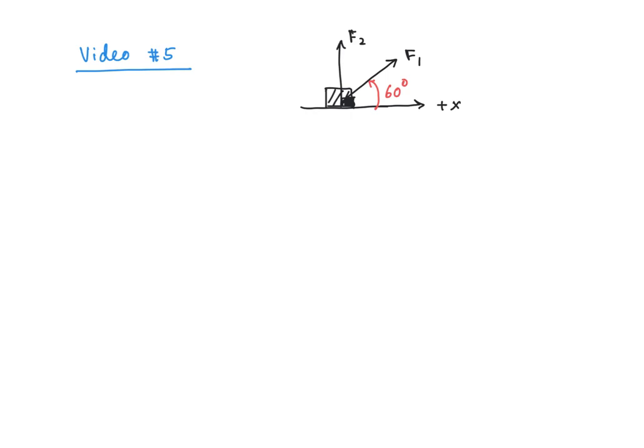And then the third force, I'm going to call this F3. F2 and F3 are some special forces. We will discuss those when the time comes. And F3, as you can see, points straight down, and the angle in the counterclockwise direction is 270 degrees. Now I am going to give you some values for F1, F2 and F3. Let's say F1 is 10 newtons, F2 is 2 newtons, and F3, let's say 5 newtons.